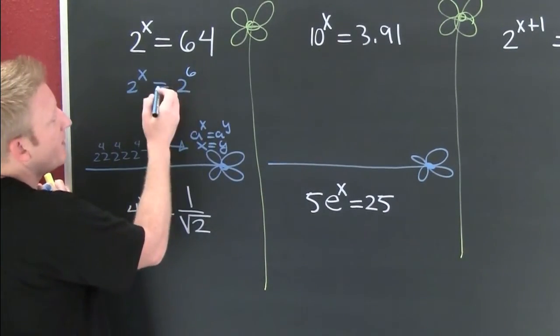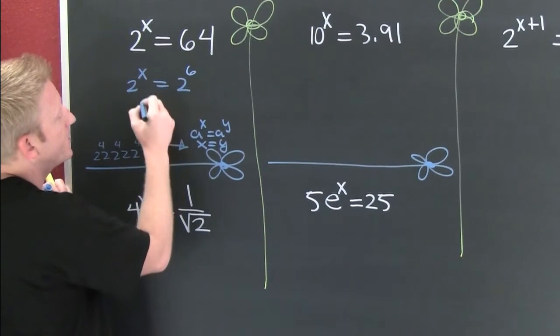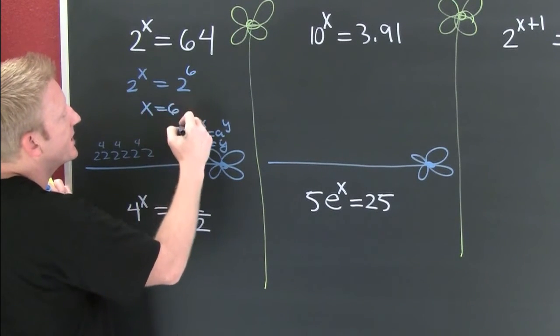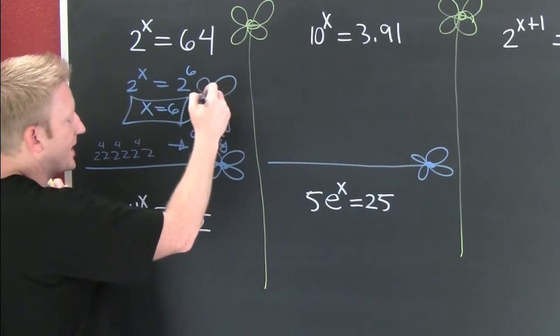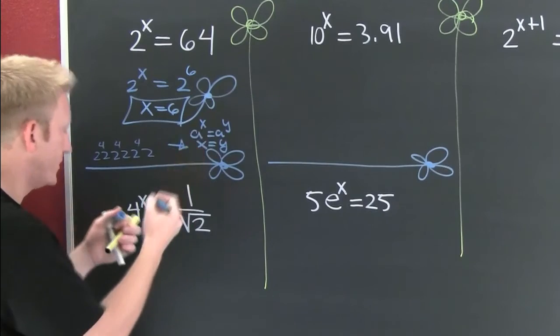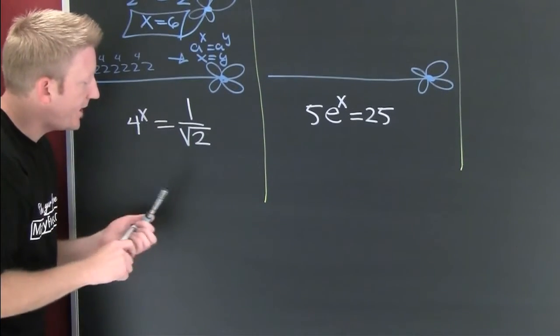So now that I have the same base and they're equal, I can set their exponents equal. x is equal to 6. Very nice. A box. And a second flower. Come on down here.